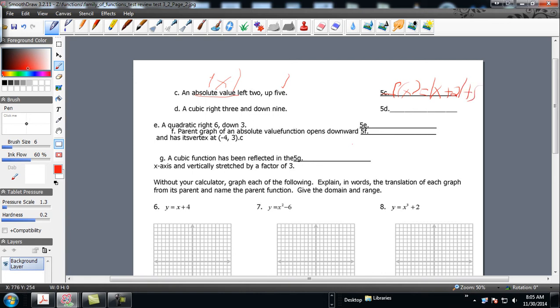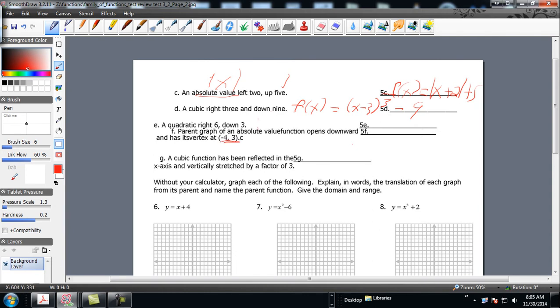Got it. Cubic. You know, it's got to be f of x equals something cubed. So it's got to go right, so it's opposite. Cube it. And we're going to do minus 9. Quadratic, you know, that's x squared. Notice the vertex, it makes it very nice for you.